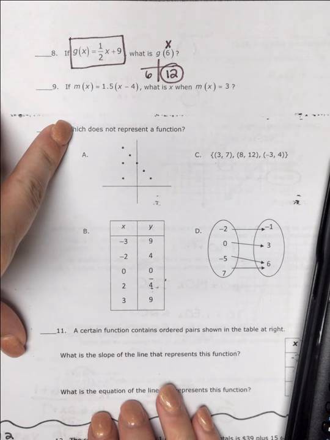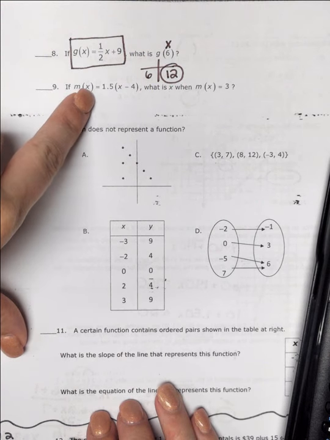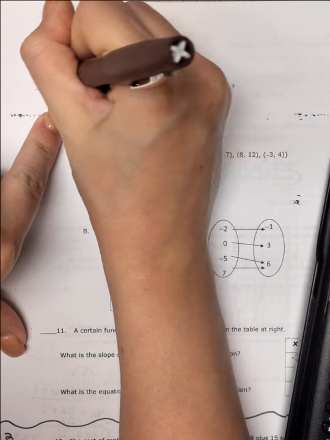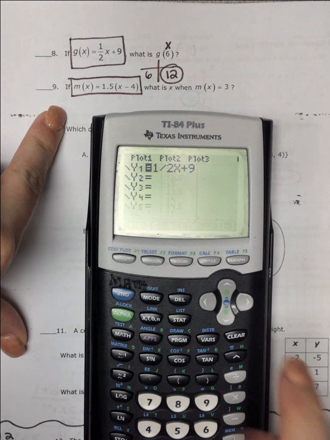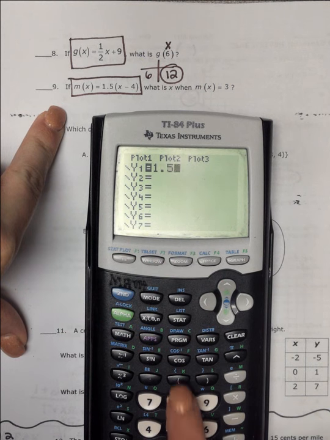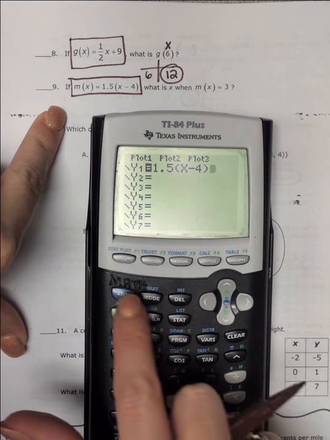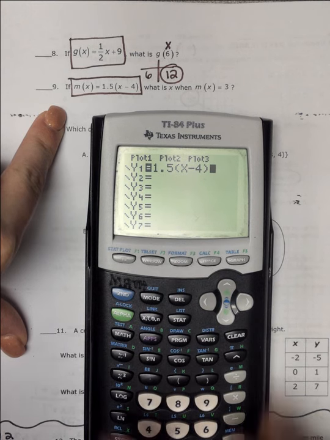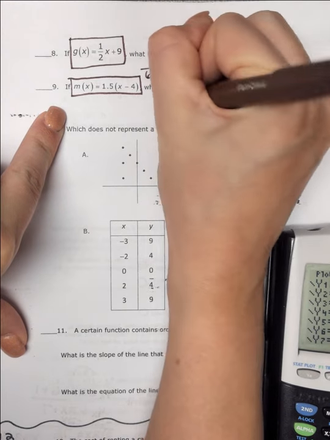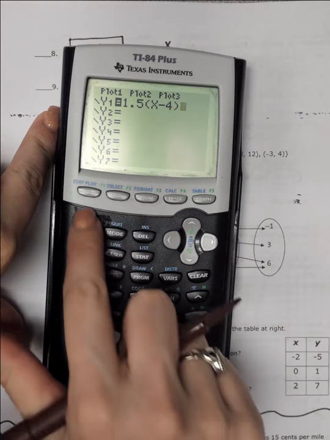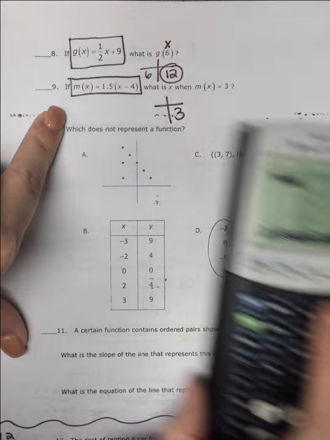12. If m of x equals, hold up right there, we have an equation, go to y equals 1.5 parentheses x minus 4 close parentheses. This time the 3 is out of the parentheses, so it is the y value. So where do we see 3 on the y side? Oh, right there at 6.